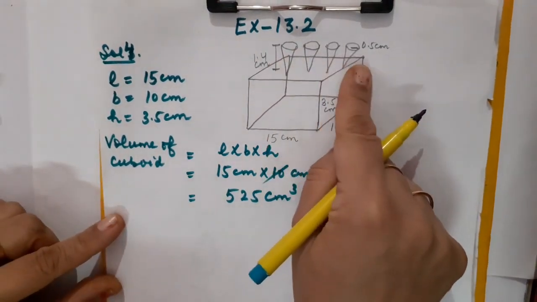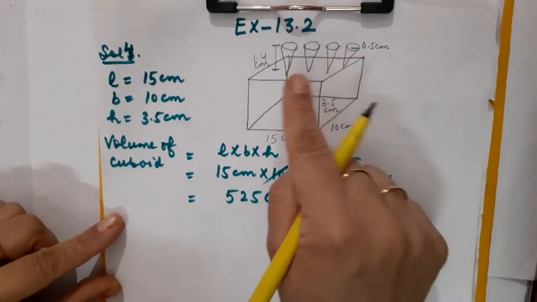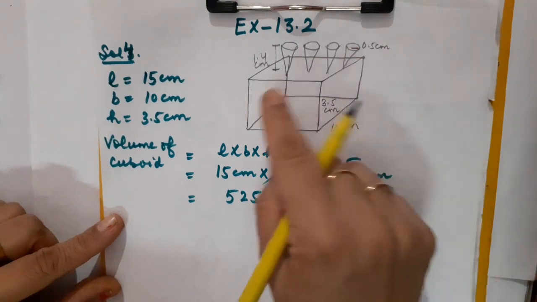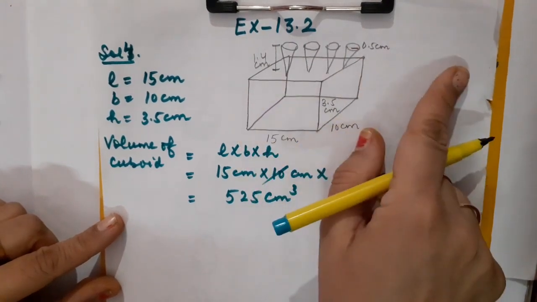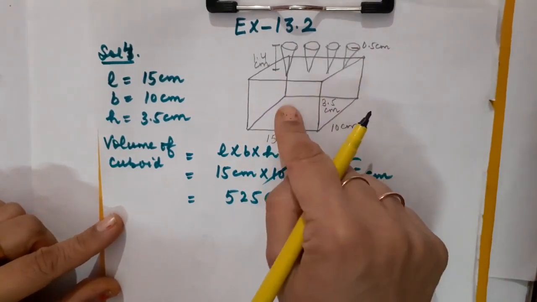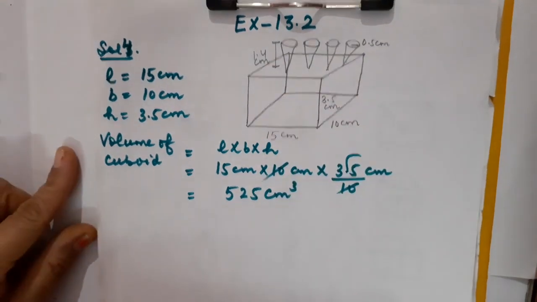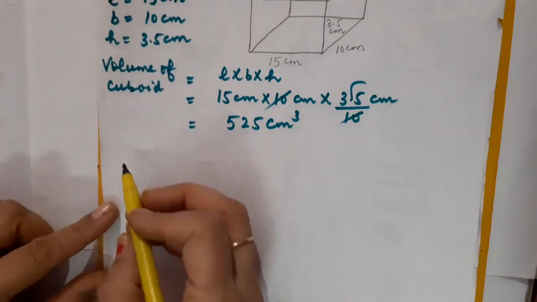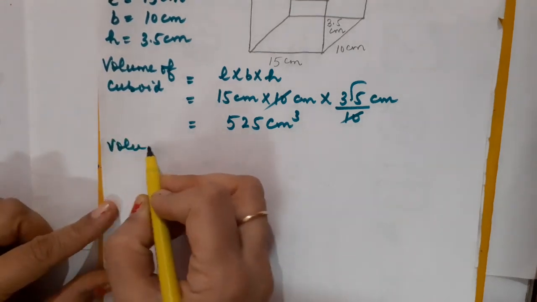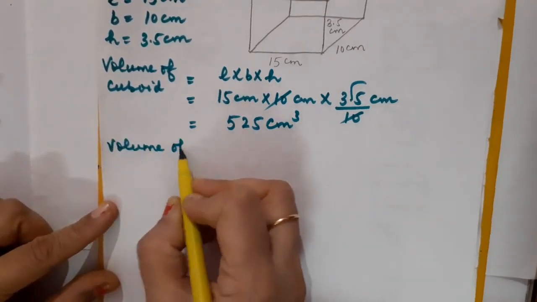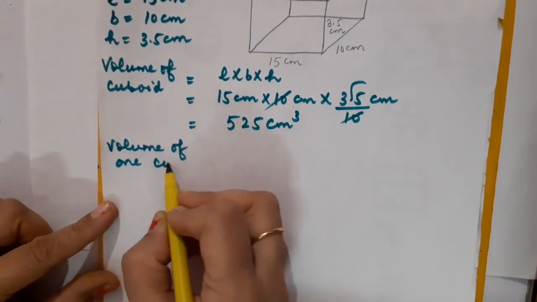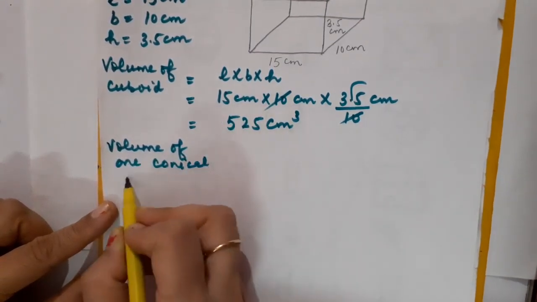Now there are a total of 4 depressions which are conical in shape. They are going to be removed, meaning a total of 4 conical cavities have been removed. So definitely the capacity of the container will be reduced in this case. So now I am going to calculate the volume of one conical depression.